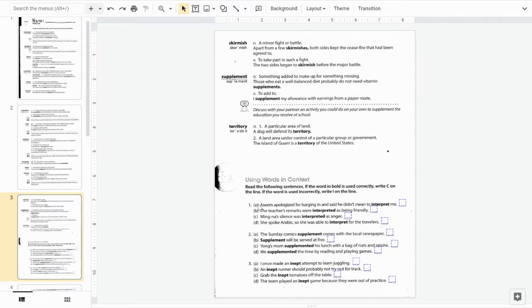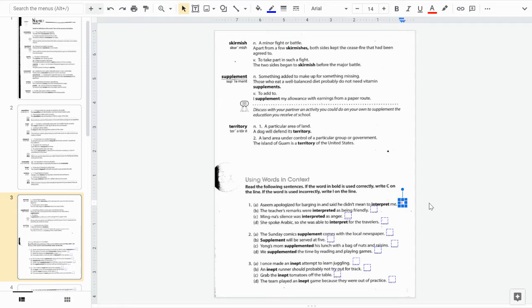Okay, next, words in context. So you're going to read the sentences. If the word in bold is used correctly, you're going to write a C. It says on the line, you're going to write it in the text box. If the word is used incorrectly, I'm going to write I instead of on the line. It's going to be in the text box. Best way to do that is to double click on the text box.